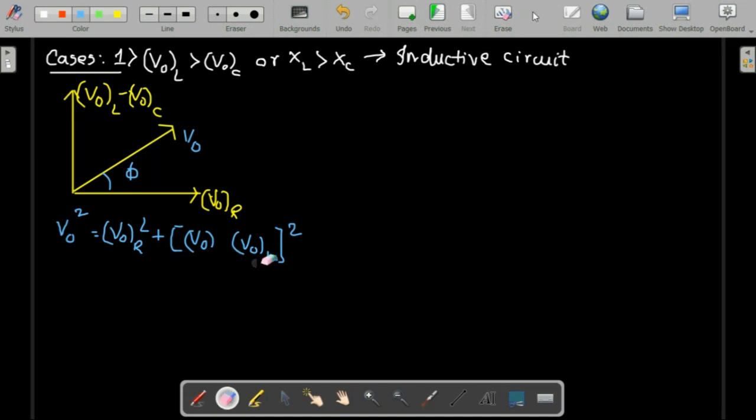V naught L is greater, so I'll take V naught L minus V naught C. We can do that, and we already know the relation for the impedance. We have done it before, so we can take that as well.